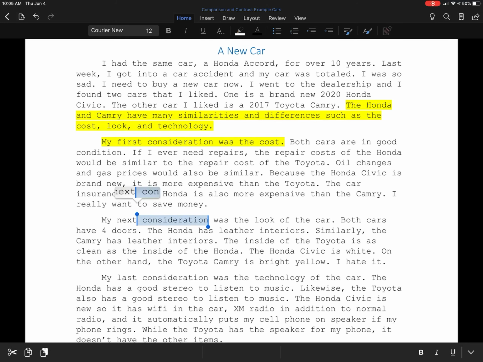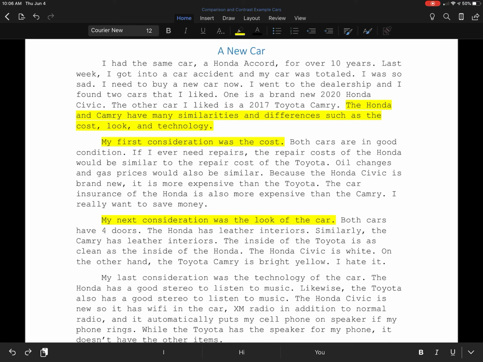The topic sentence for this second body paragraph is going to be about the look of the car. So my first sentence here, again, is the topic sentence. I also start off with a similarity here. Both cars have 4 doors. The Honda has leather interiors. Similarly, the Camry has leather interiors. So after the topic sentence for this paragraph, I have 2 similarities.